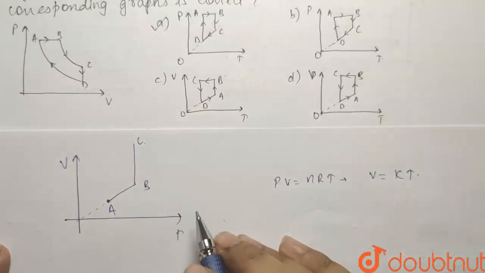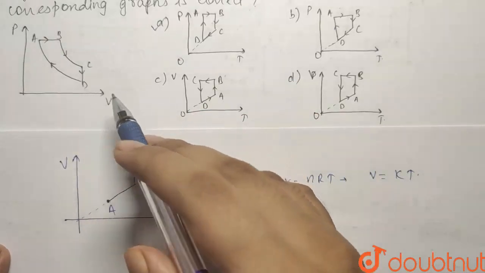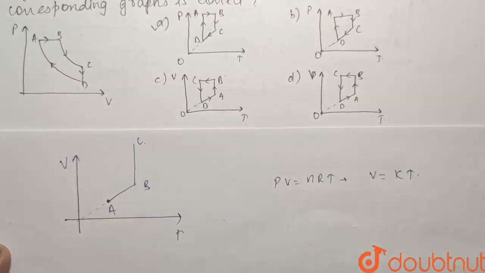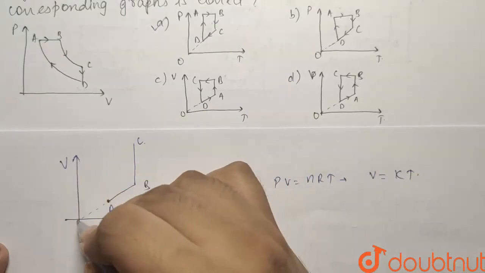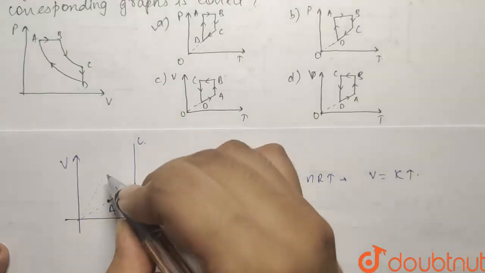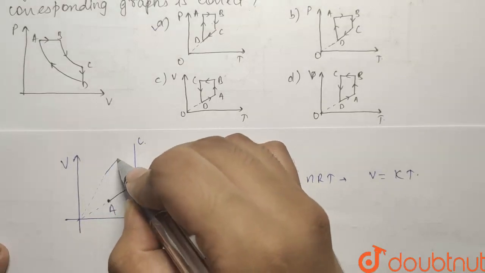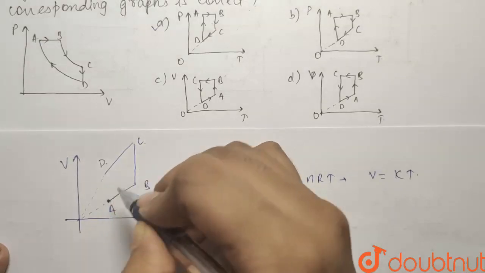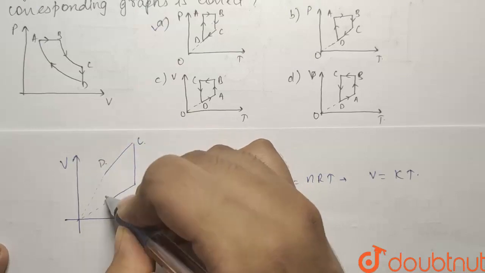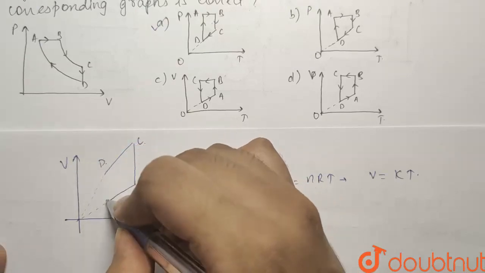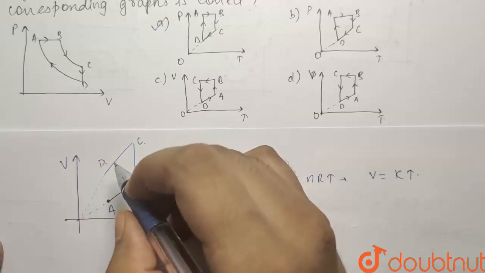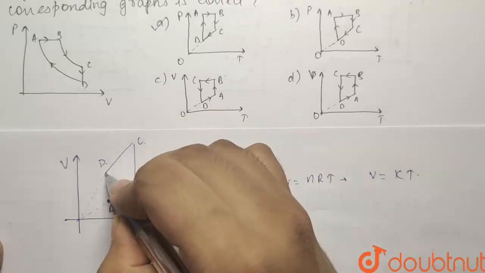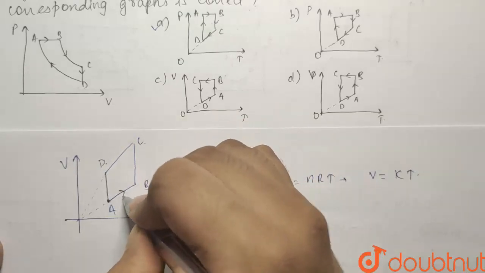Now if I talk about the process CD, it is again a constant volume process, so it will also have a straight line passing through the origin. So if I draw a straight line passing through the origin, it would look something like this. And from A to D, it is again an isothermal process in which the temperature is constant and the volume is going to decrease. So this would look something like this, and this will be your process.